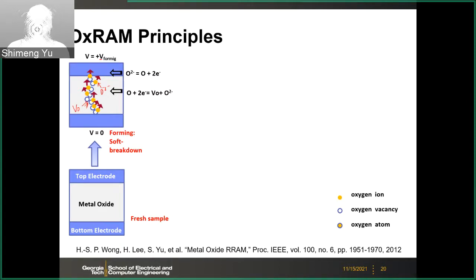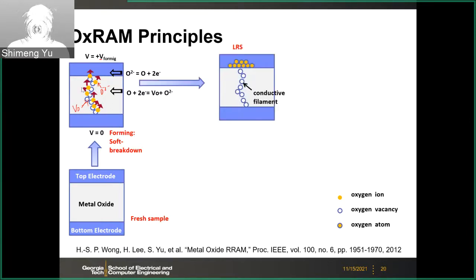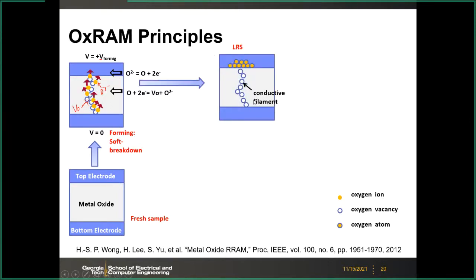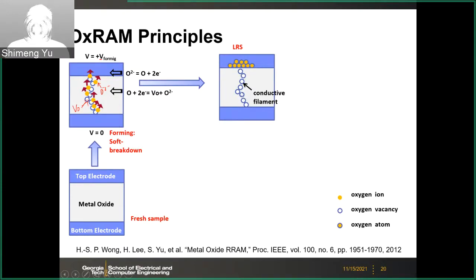So this is like electron-hole pair generation, right? You get the electron and you're left with a hole. And here you get an oxygen ion, and then you're left with the oxygen vacancy. So after the forming process, you create those vacancy-based filaments, and current can conduct through those vacancies.